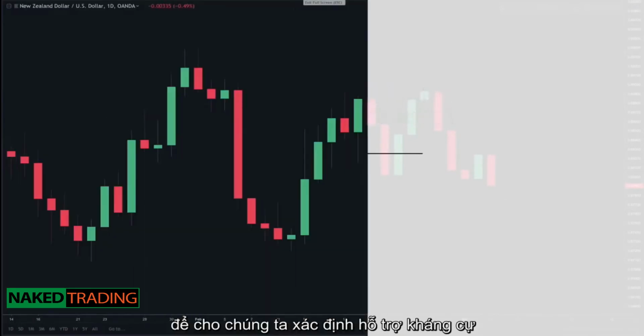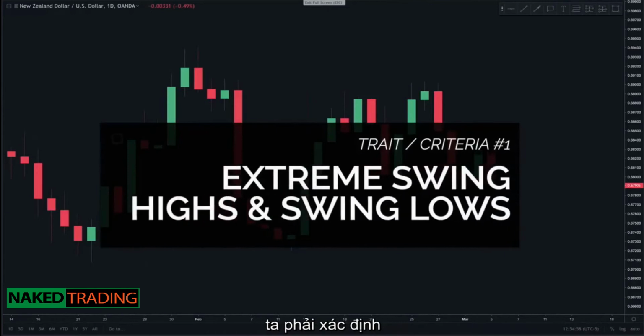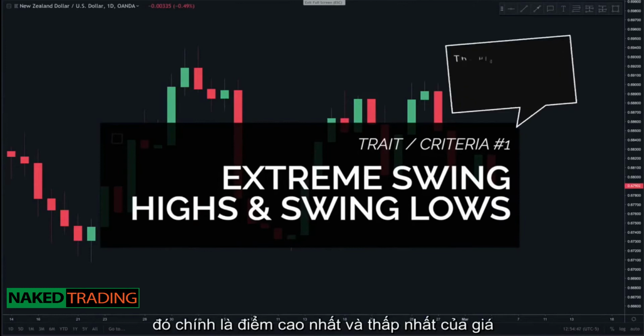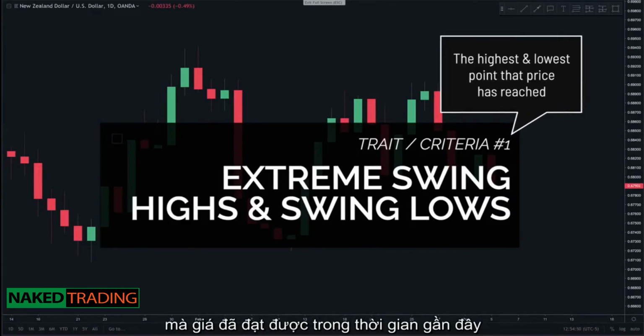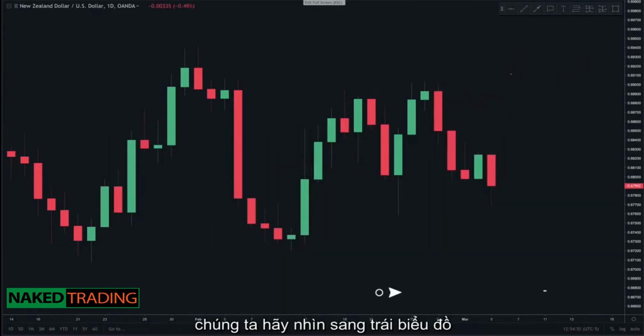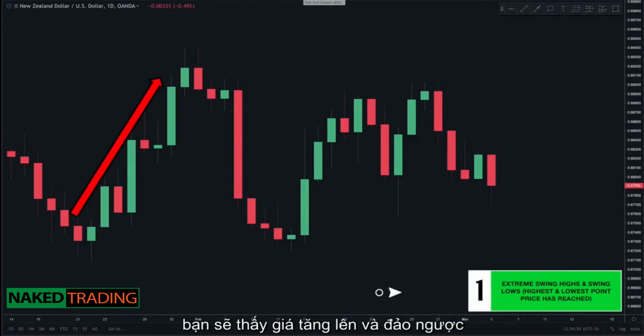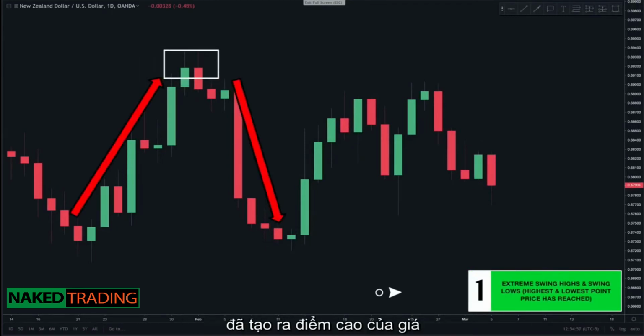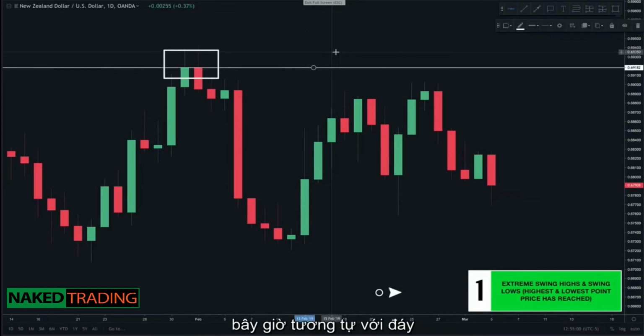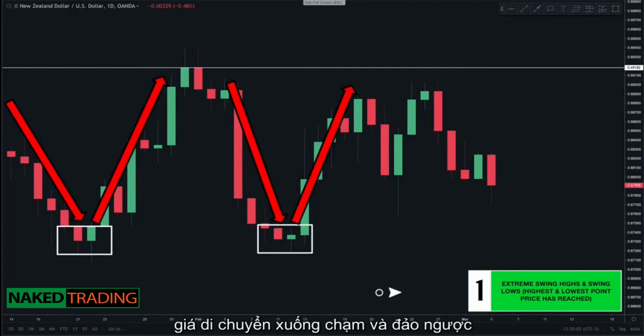So starting with trait number 1, that will qualify a level of support and resistance, which is the extreme swing highs and swing lows, meaning the highest and lowest points that price has reached in recent time. So we look left and you notice price came up, hit and reversed. And this was the highest point that price got to, making it an extreme swing high. Now, same along the bottom. Price came down, hit and reversed, and this was the lowest point that price got to in recent time, making this a level of support.